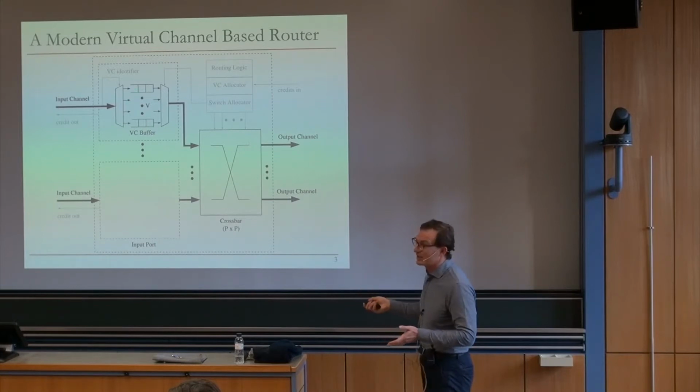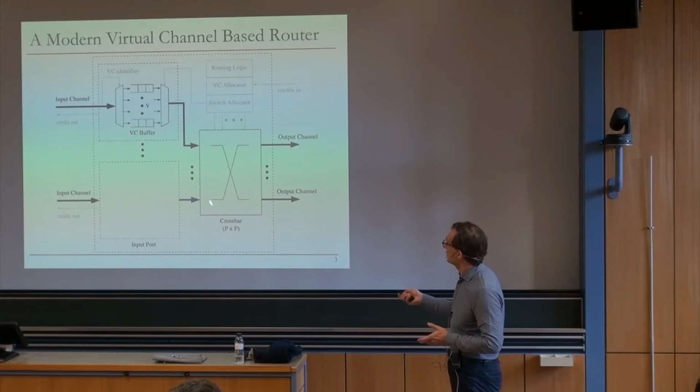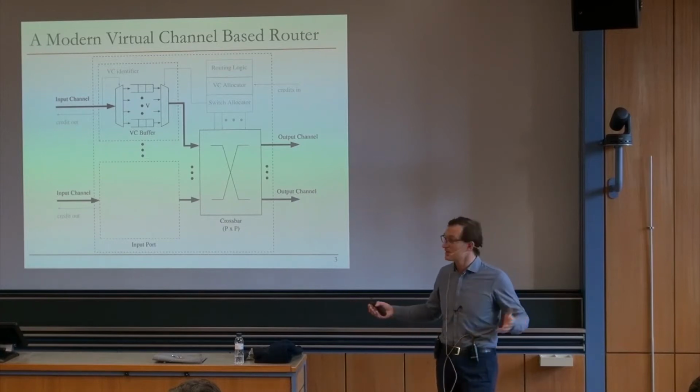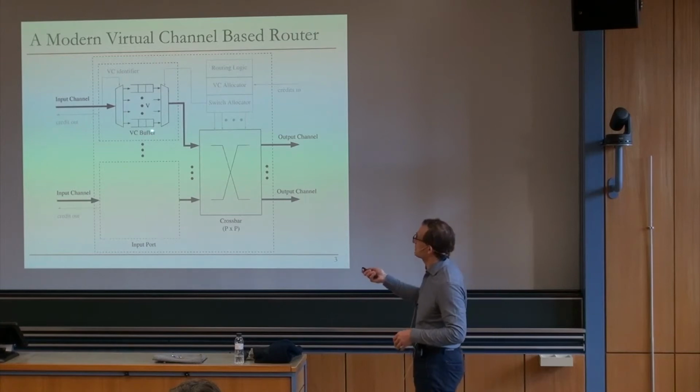So there's a lot that goes on in a router. And if you have buffers, there's a lot of allocation that you need to do. And you need to make sure it's correct. And you also need to allocate who goes into the switch, for example. Existing routers are actually very speculative. They try to minimize the amount of time they spend. For example, they overlap some of these different tasks.